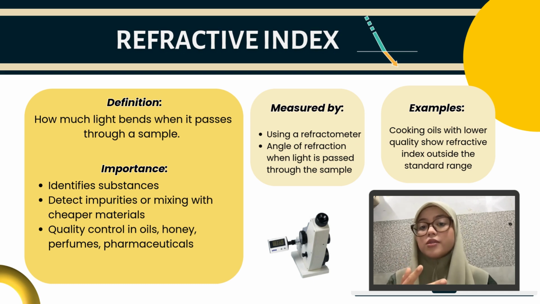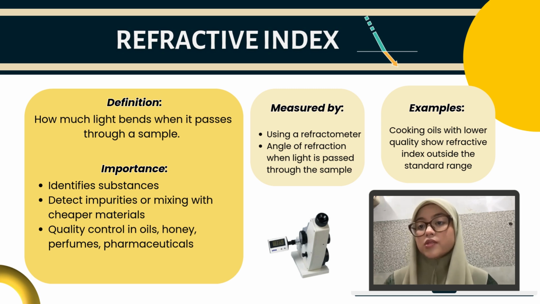and variation in composition. For example, when lower quality and cheaper oils are mixed into a product, the refractive index will shift away from its expected standard range. This makes it a quick and reliable indicator of quality. To measure the refractive index, we use a device called a refractometer.